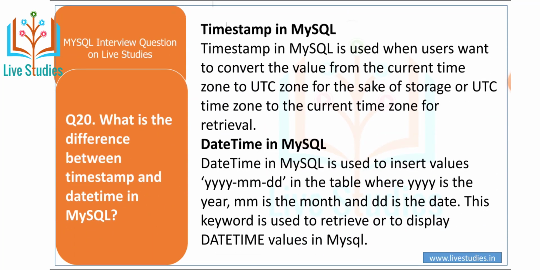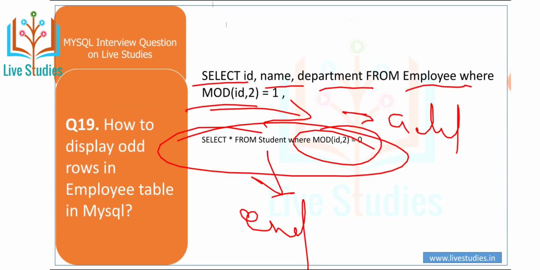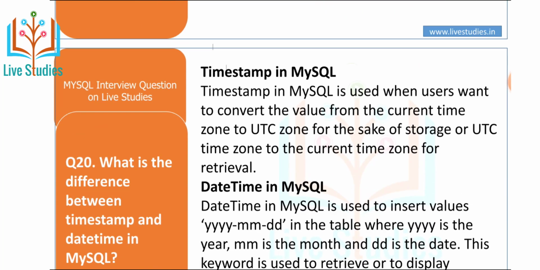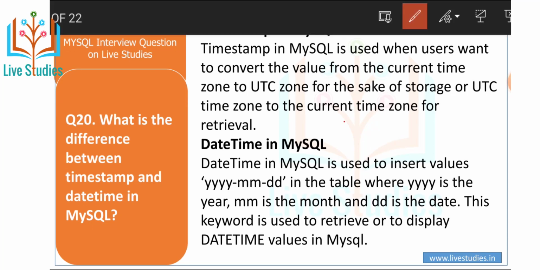Another question is, what is the difference between timestamp and datetime in MySQL? Timestamp is used when the user wants to convert the value from the current time zone to UTC for storage, and from UTC back to the current time zone for retrieval. In India, UTC time is +5:30.